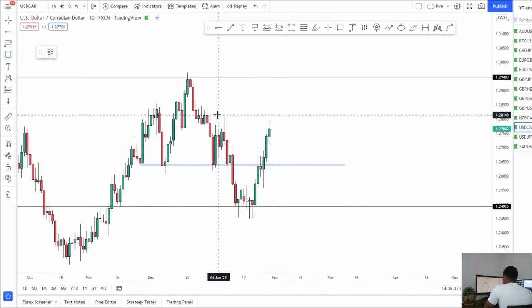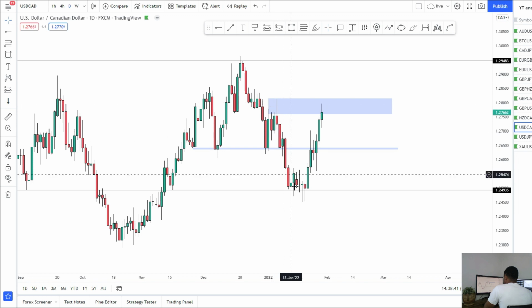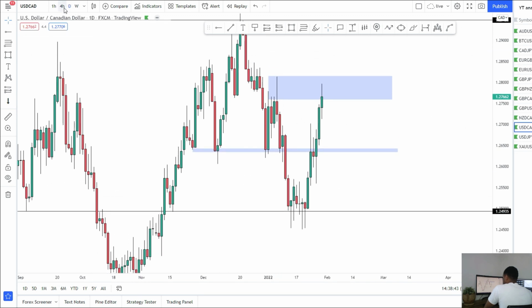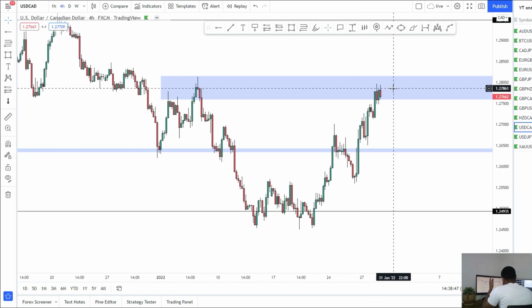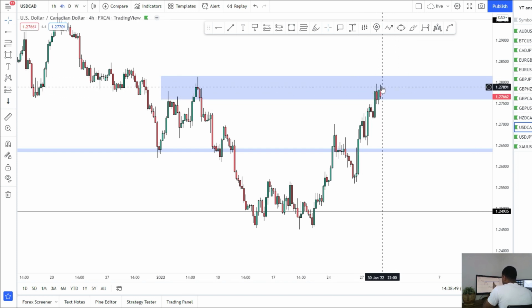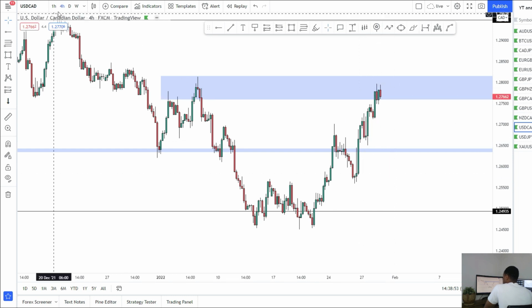However, right now we're coming to some strong area of resistance. You can see we wicked to the upside here on the daily and actually gave us a strong move to the downside. On the 4H, we grabbed some liquidity and then rolled over. So, and 1.28 as well. So we potentially could see some downside from here for USD CAD. Again, we do need to see some retracement.